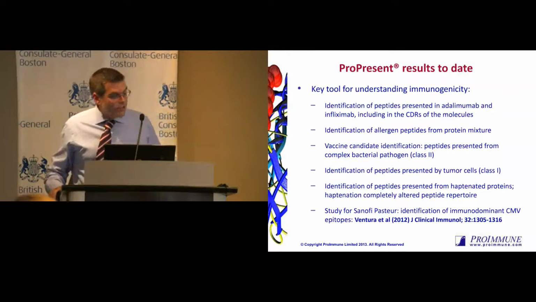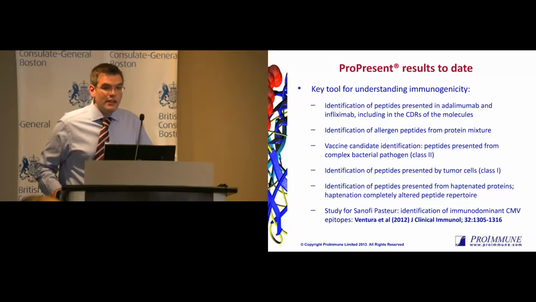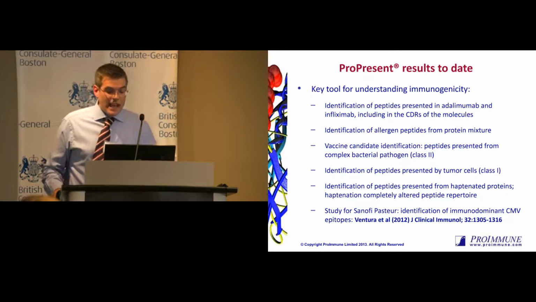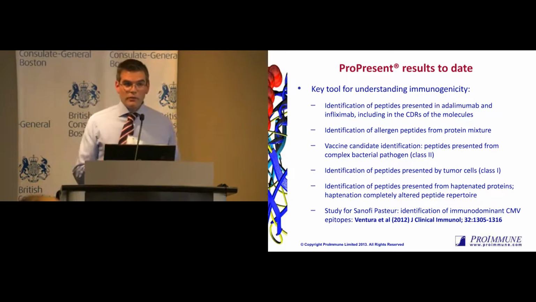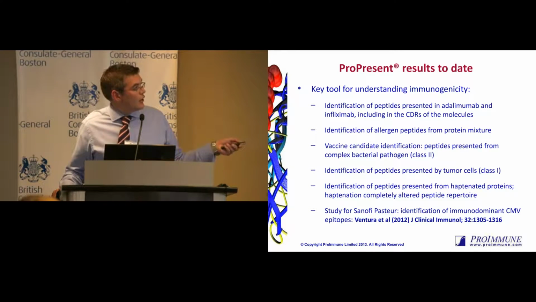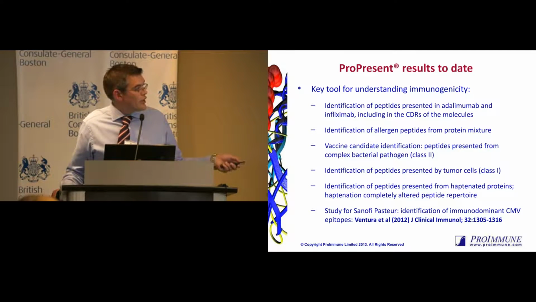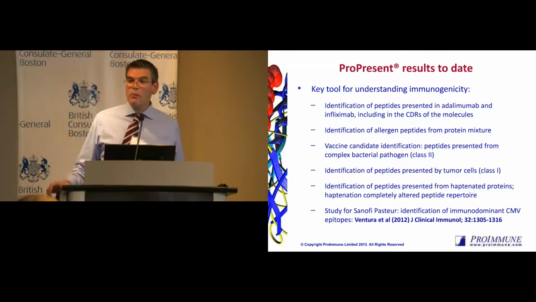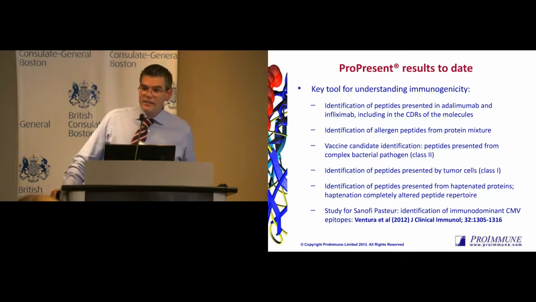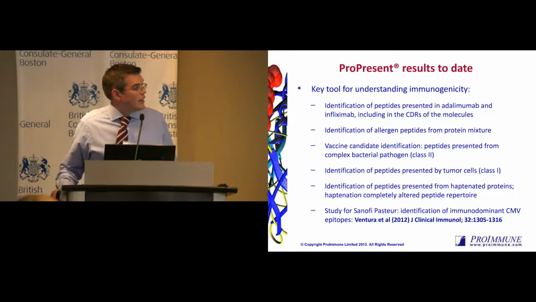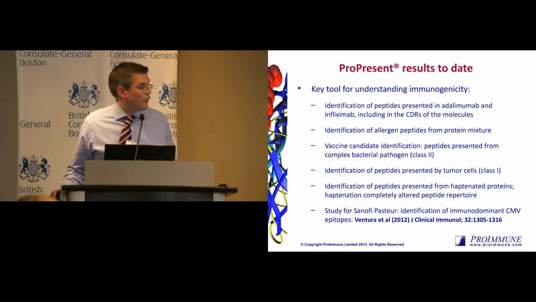We'll come on to that in a moment, but just to give you some idea of how ProPresenter has been used by our clients to date, it's quite a broad range actually. Most of us here are particularly interested in unwanted immunogenicity, and in that context we've identified peptides from adalimumab, infliximab. We've also looked at peptides from allergens, from protein mixtures. We've also looked at quite complex antigens, so not single recombinant proteins, but you can use this in a vaccine discovery approach where we've loaded complex bacterial pathogens looking at peptides presented in MHC class 2.